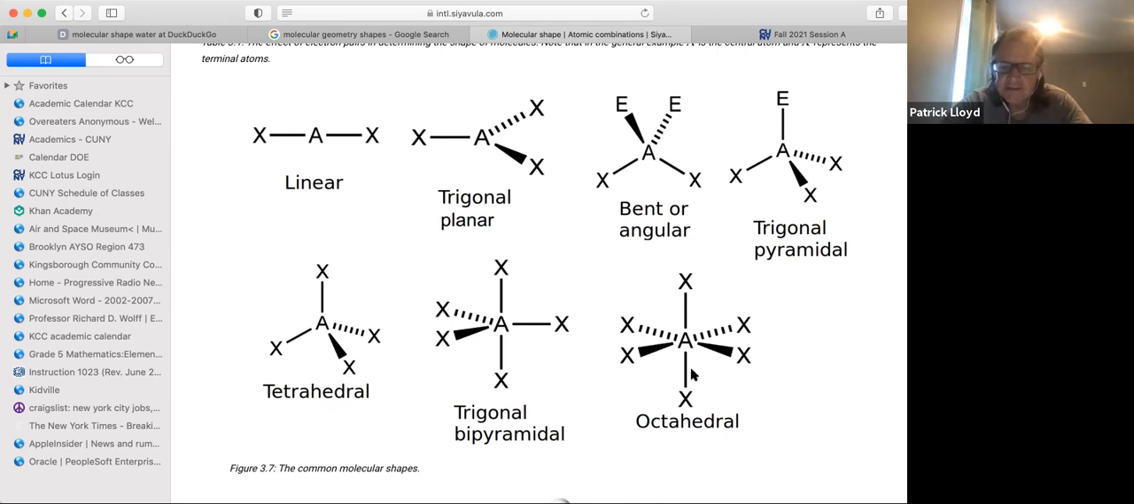Octahedral right there, AX6, right? So those are all the ones without any lone pairs, and you just sort of memorize them. You memorize the names of them, you memorize the angles, and you practice drawing them. So just on a piece of paper, you just draw these things. Do the dashed and the wedge, the dashed and the wedge.